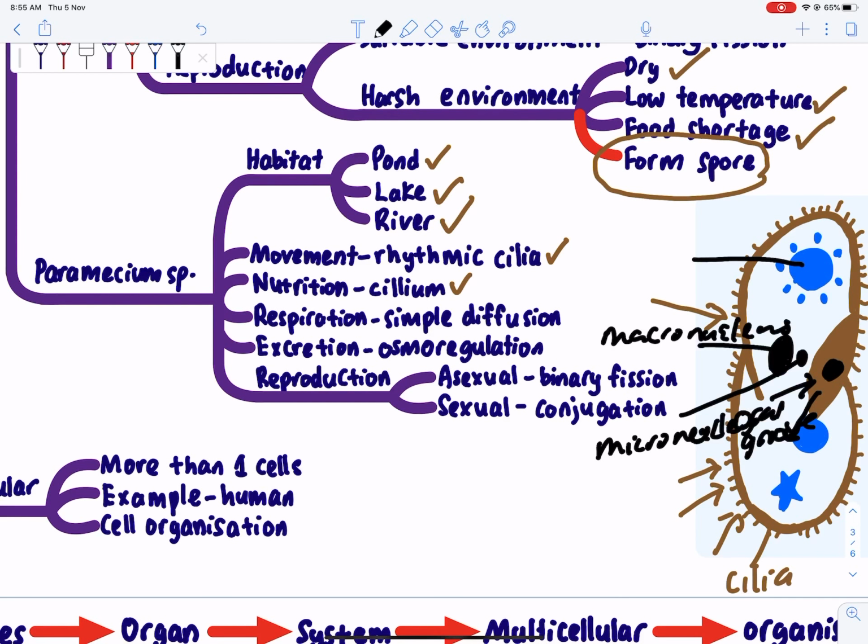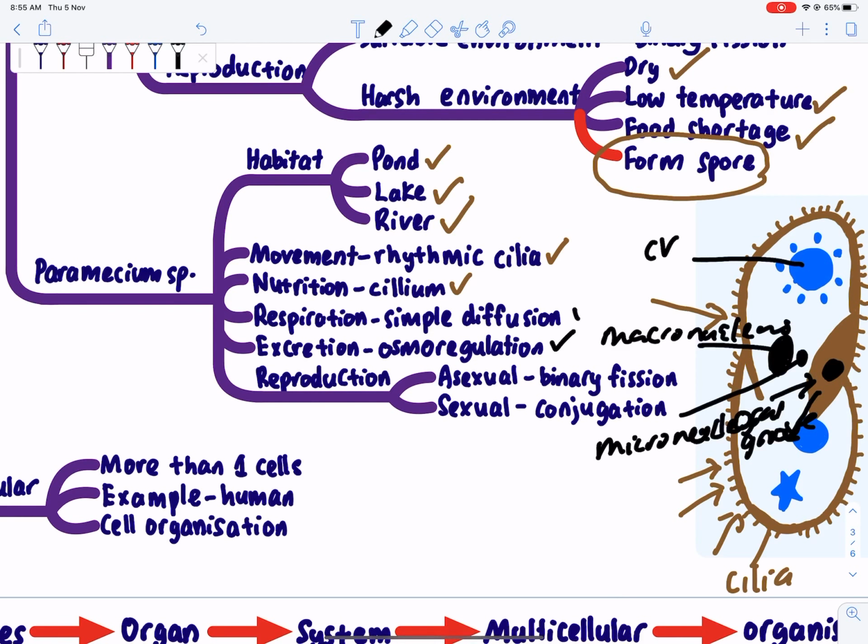When water enters the cell, it will have excessive water. Then this excessive water will be collected by the contractile vacuole. When there is enough space inside the contractile vacuole, it will contract, and then eliminate all the excessive water outside of the cell. That process we call osmoregulation.